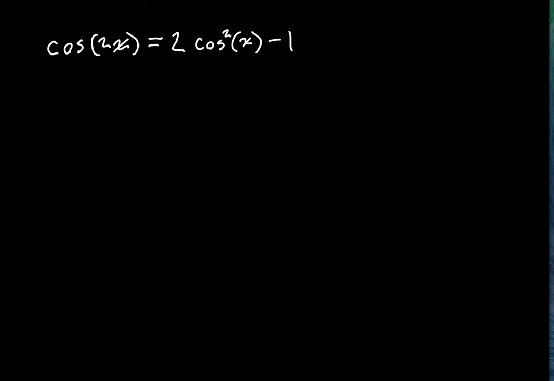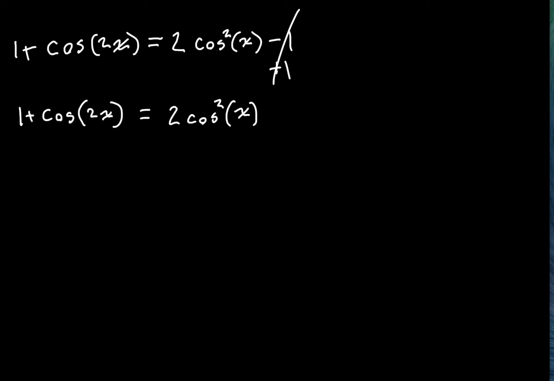Well, what I want to do is I want to take this and I want to put it in terms of cosine squared of x. So I'm just going to solve. So we add 1 to both sides, right? We have that cosine of 2x plus 1 is equal to 2 cosine squared of x. Now we're going to divide both sides by 2. We get that cosine squared of x is equal to (1 plus cosine of 2x) divided by 2.